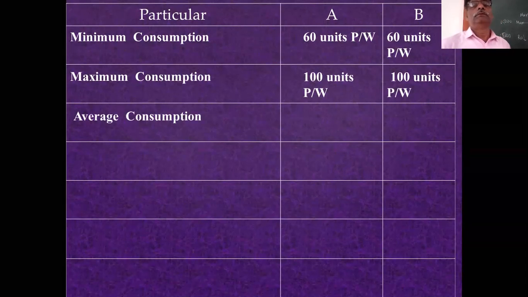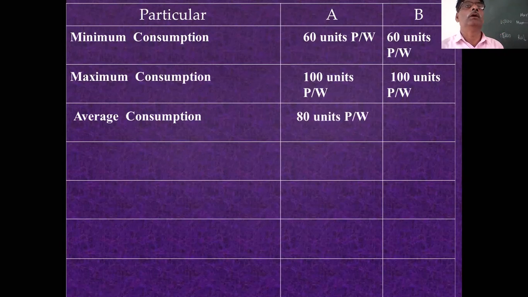And average consumption is, you take the total of minimum and maximum and divide by 2. 60 plus 100 divided by 2. What is the answer? 160 divided by 2, 80 units. You calculate and write it. And for B also 80 units. I have not given the equation, you already know it. This is the consumption: minimum, maximum, average.